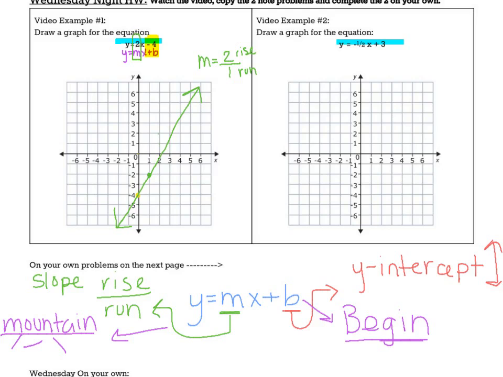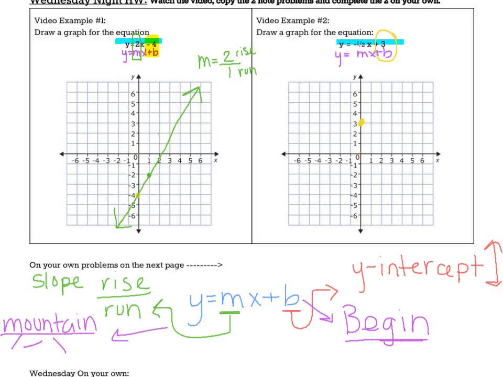Let's try one more. So again, we can write below our formula, y equals mx plus b. Let's look at our b value. B is positive 3, or plus 3. So from that origin, right there at 0, 0, we are going to go up 3. 1, 2, 3. Put a dot. We have now begun our graph, our b.